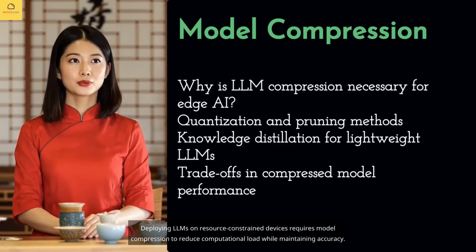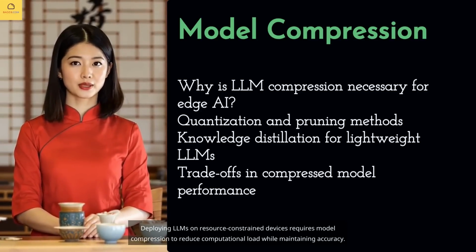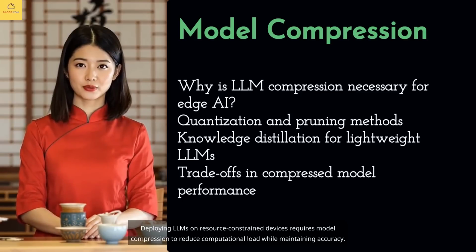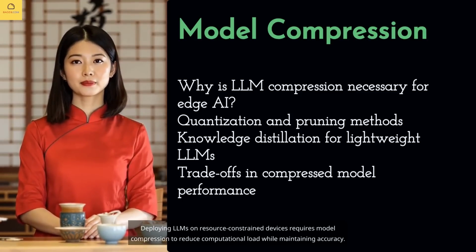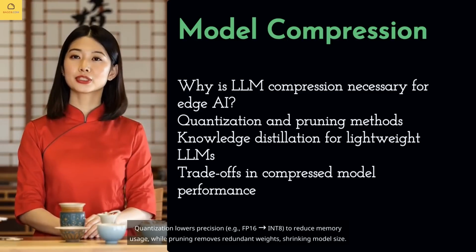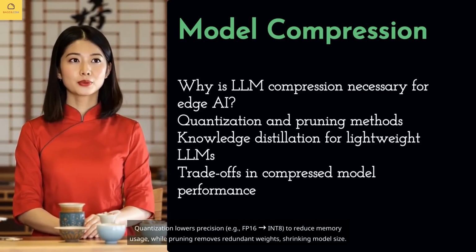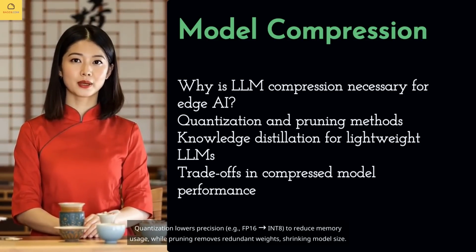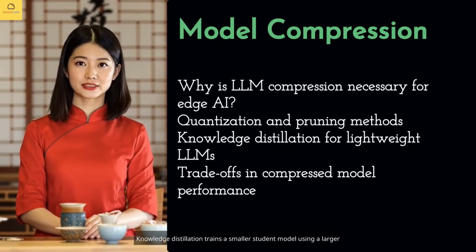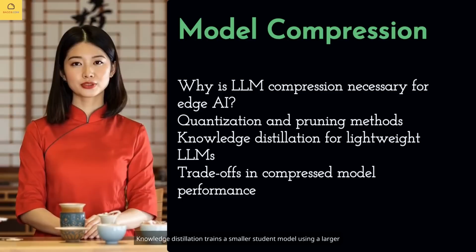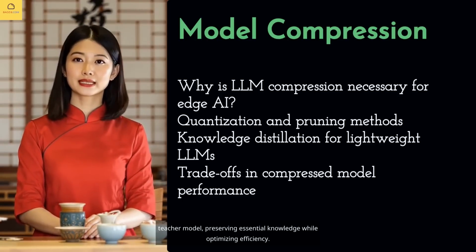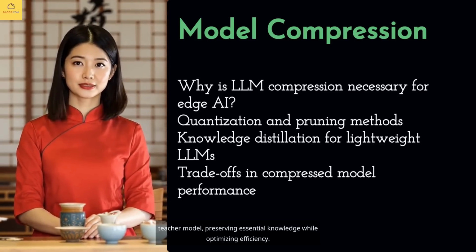Deploying LLMs on resource-constrained devices requires model compression to reduce computational load while maintaining accuracy. Quantization lowers precision, e.g., FP16 to int8, to reduce memory usage, while pruning removes redundant weights, shrinking model size. Knowledge distillation trains a smaller student model using a larger teacher model, preserving essential knowledge while optimizing efficiency.